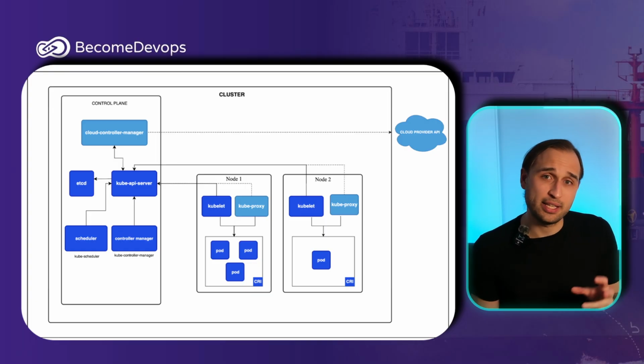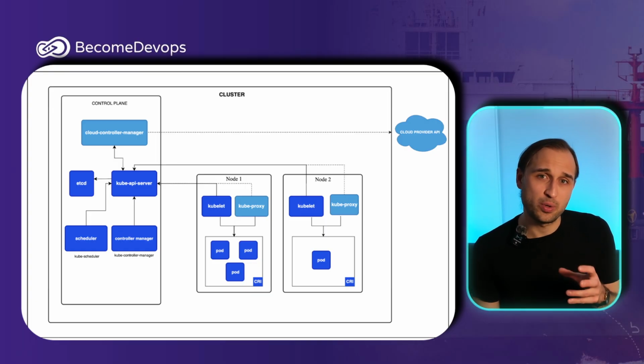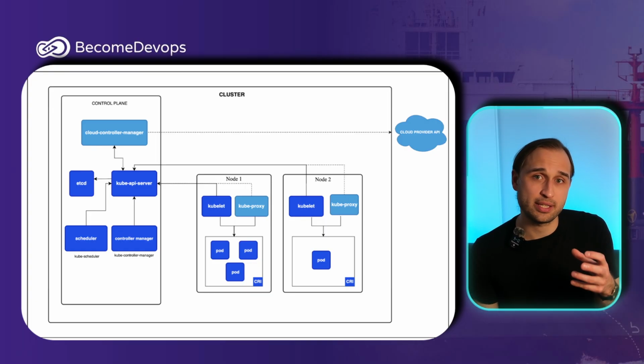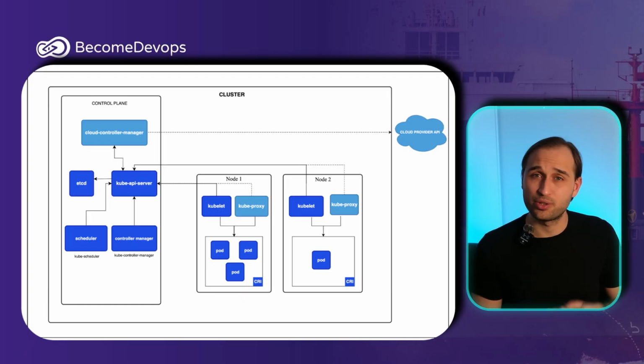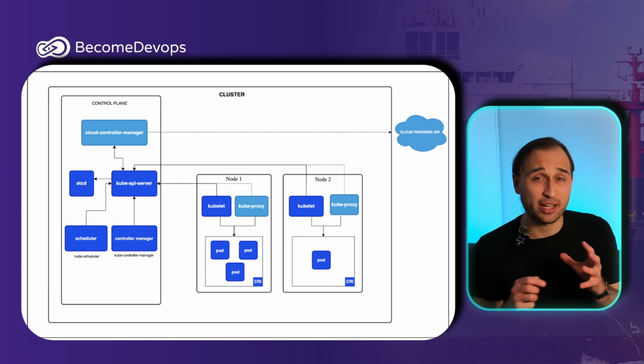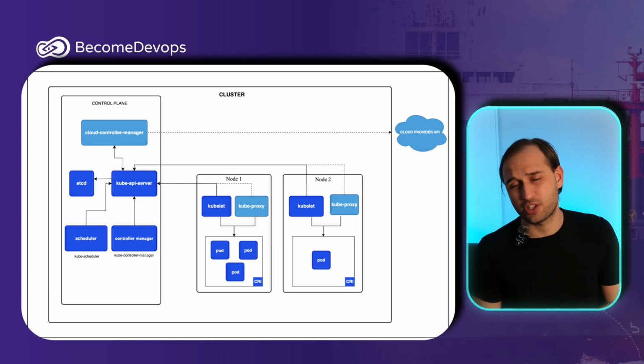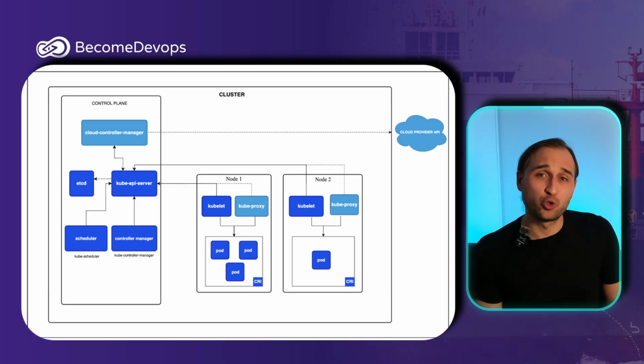Then the second part is the scoring. Eligible nodes are scored based on preferences like, for example, preferred affinities. The last step is the selection. Here basically the node with the highest score is chosen by the scheduler to schedule the pod on that specific node.